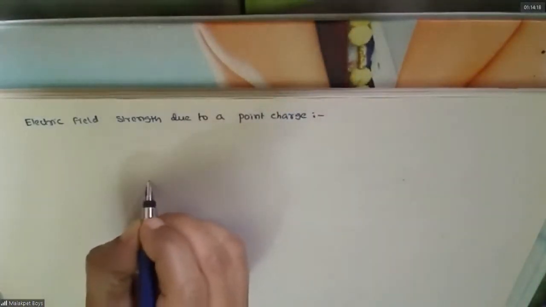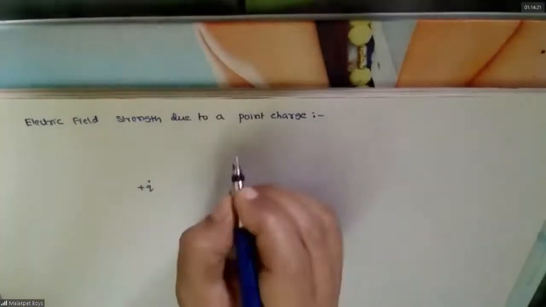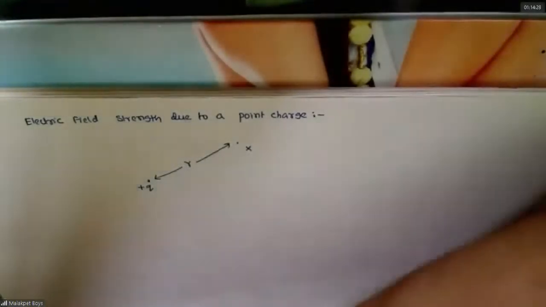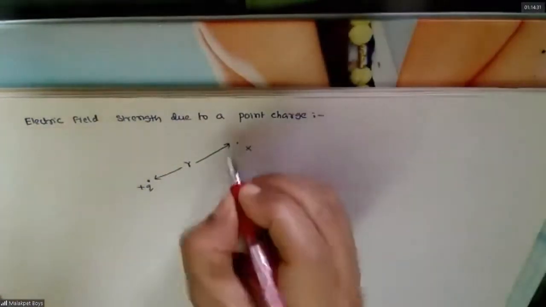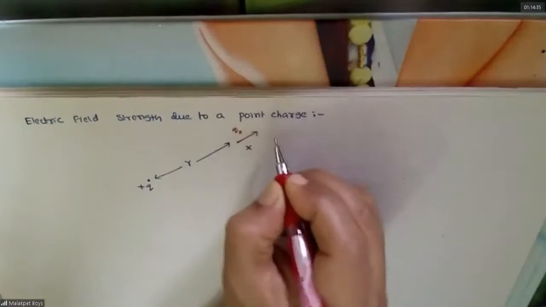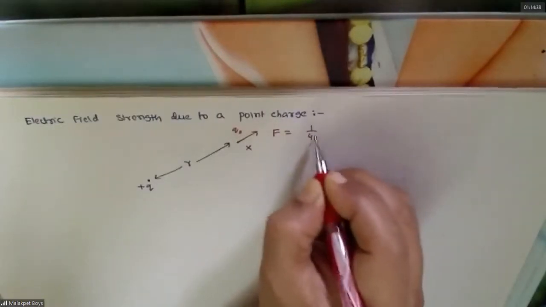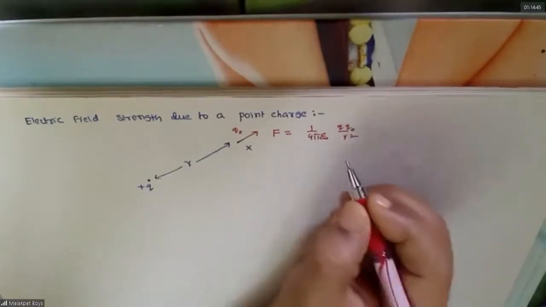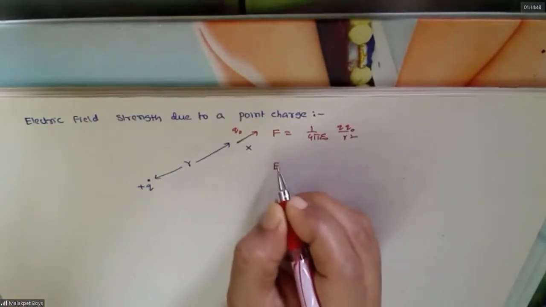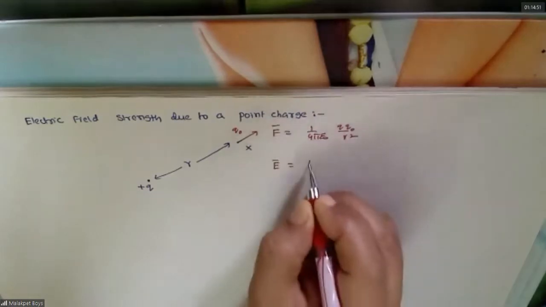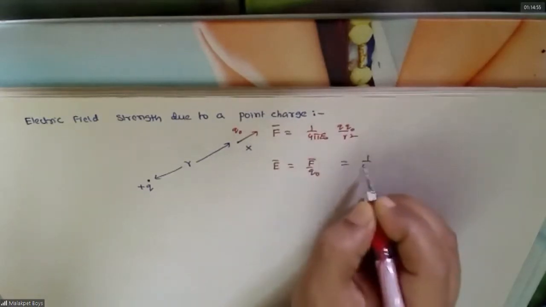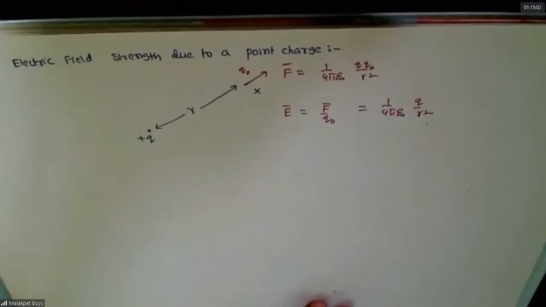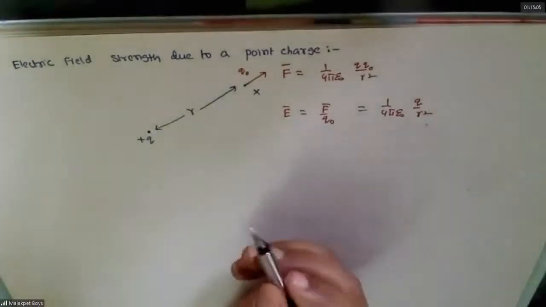So this is plus Q. I want to know the field here at a distance of R. What we should do here is place one Q naught, this is the force, agreed? So electric field is nothing but this force by Q naught. Do you agree with this? Followed, sir.